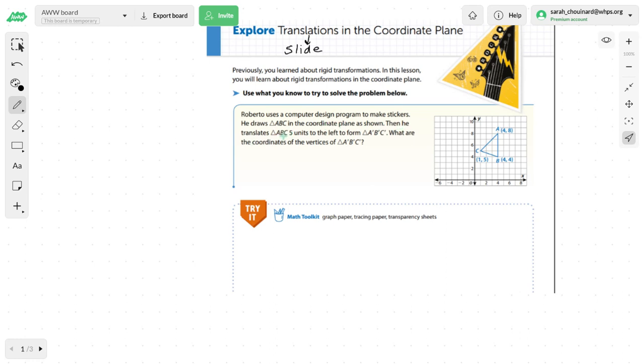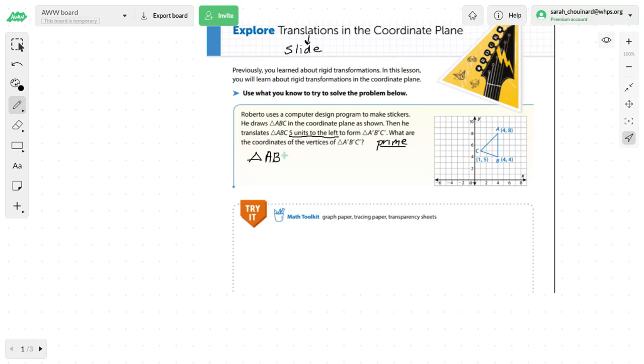Then he translates ABC 5 units left. So we're going to take this image 5 units to the left to form triangle A prime, B prime, C prime. The little apostrophe mark is read as prime, kind of like Amazon Prime, except you're not getting a package. Sorry. And just a couple vocab words.